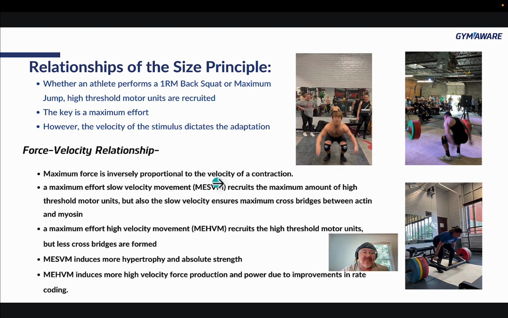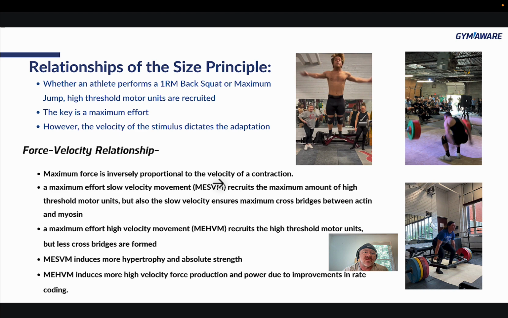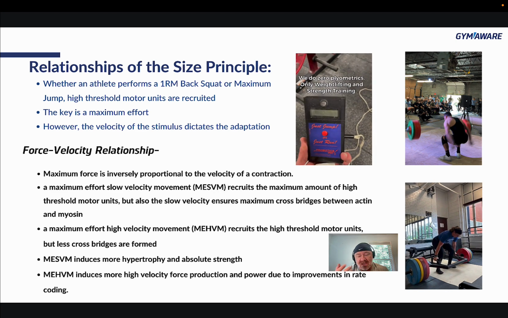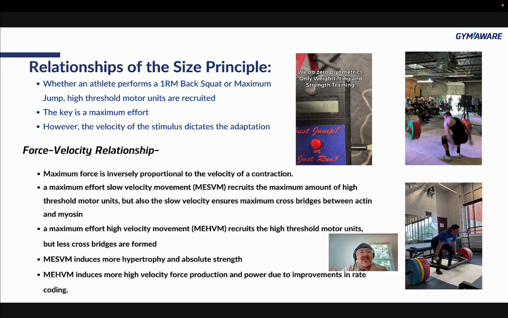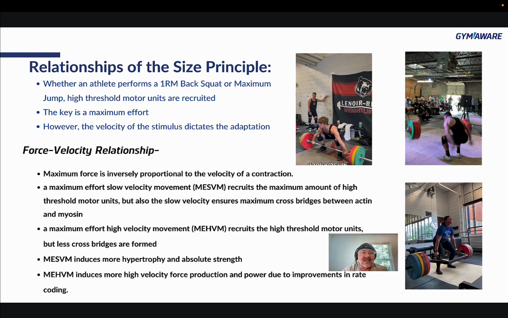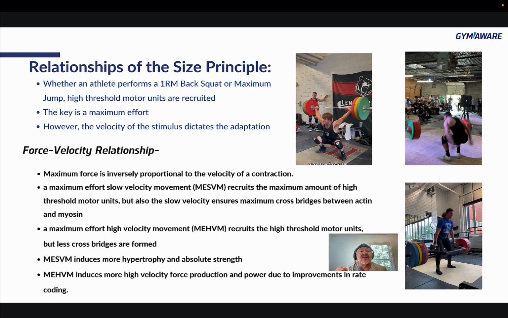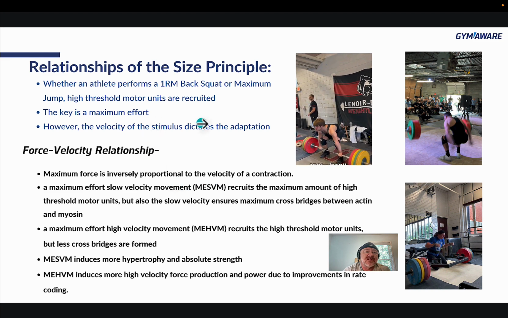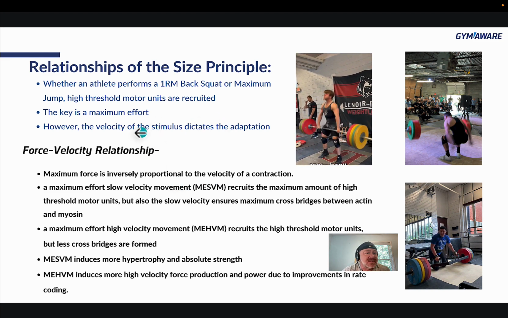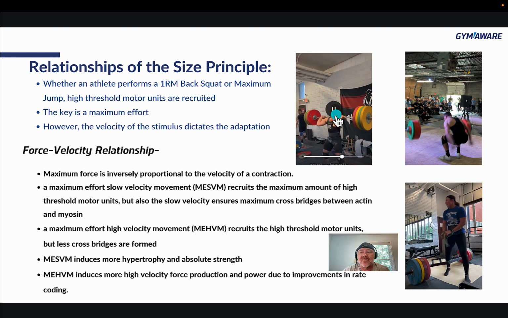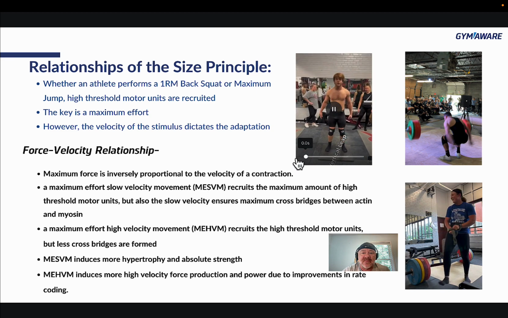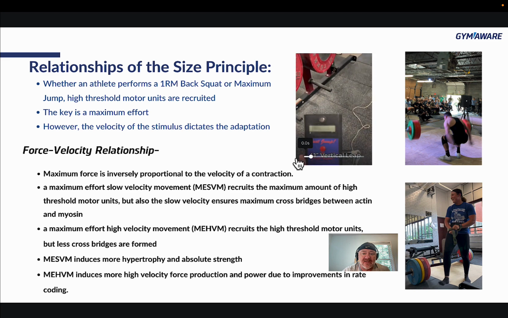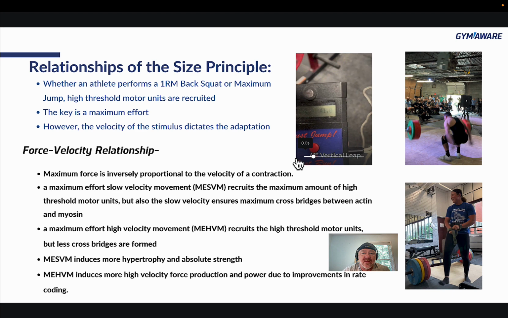So whether an athlete performs a one repetition back squat or a maximum jump, high threshold motor units are recruited. That's the part I was talking about earlier. You're going to recruit those, but the key is the effort and the speed of the effort. So the velocity of the stimulus dictates the adaptation more so than effort, because maximum effort is going to be produced whether you're jumping, like you see Matt with his 41-inch vertical leap here, or whether he's doing cleans.